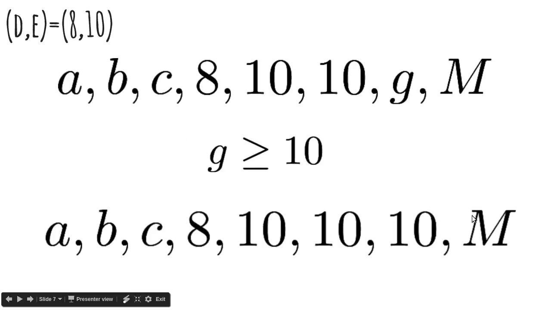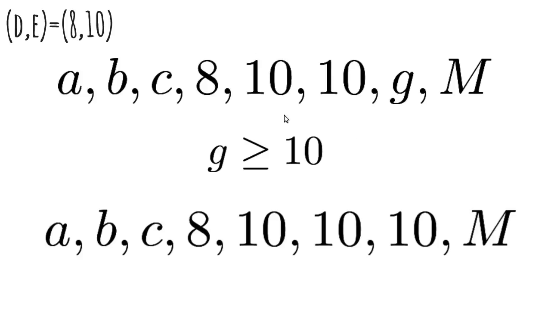Okay? And now DE equals 8, 10. So we don't know A, B, and C yet, but we know that there's 8 and 10. And there has to be at least two 10s since 10 is the mode, so it's 10. And then the next one is 10. And then G, we don't know what G is yet. And then m, we don't know what m is yet.